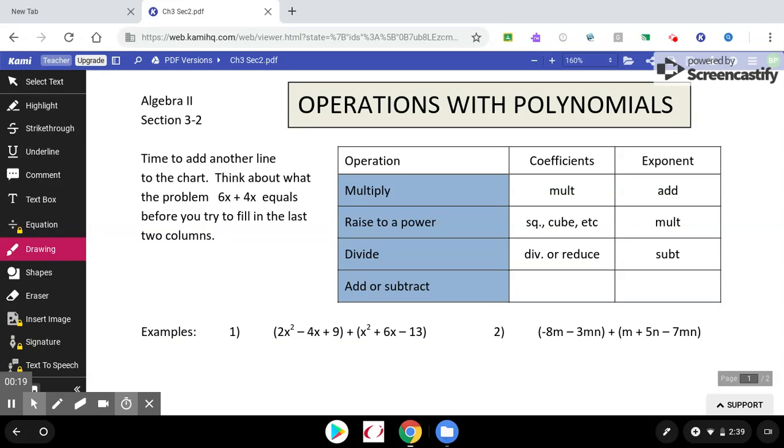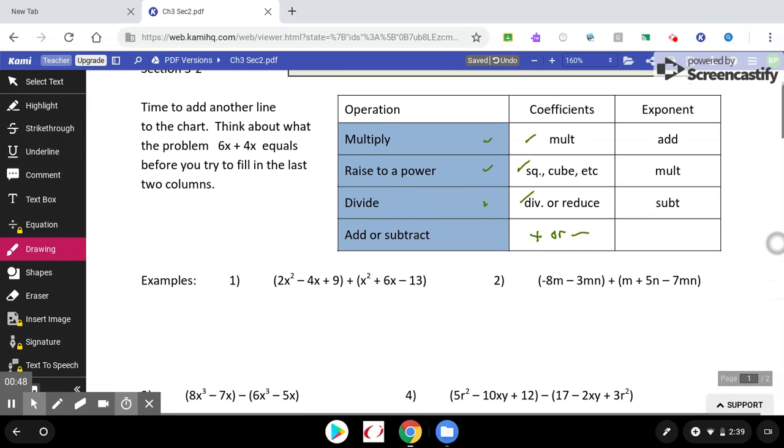I think this would be pretty obvious. If the operation is to multiply, then multiply the coefficients. Raised to a power means square, cube, raised to a fourth power, etc., etc. So that's the same thing. And if you're dividing, you divide. Big surprise. So if you're doing an add or subtract problem, well, gosh, no brainer, right? You're going to add, you're going to subtract. Now, as far as the exponents go, let's go ahead and do this first problem, and we'll come back and fill in that extra spot there.